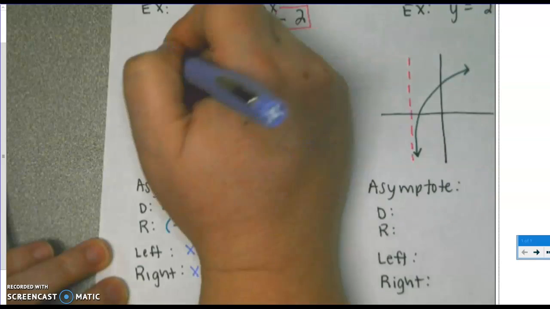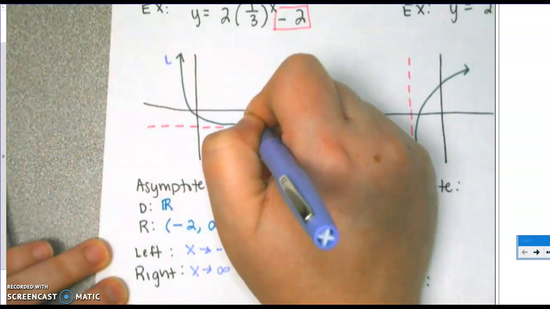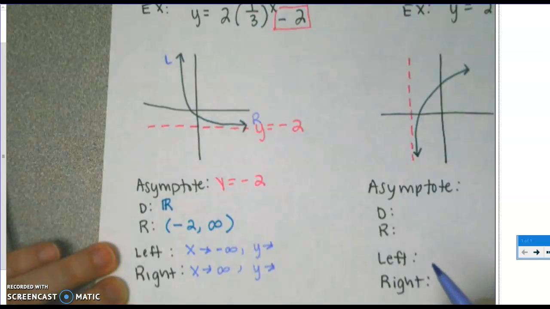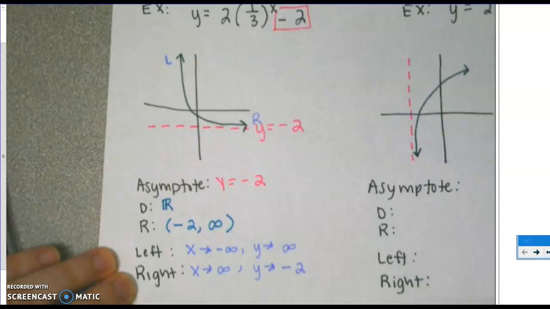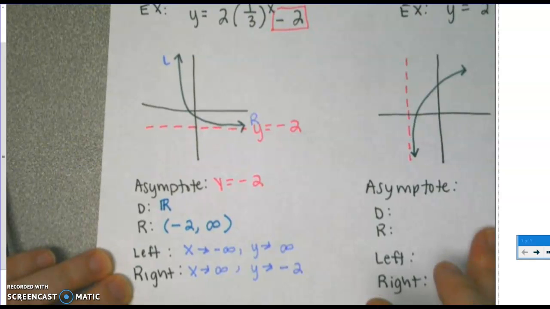All right, if I look on my graph, here's left, here's right. So my left arrow is pointing up. My right arrow is the one going flat. So my right arrow is approaching -2. It's not pointing up, it's not pointing down, it's pointing flat.